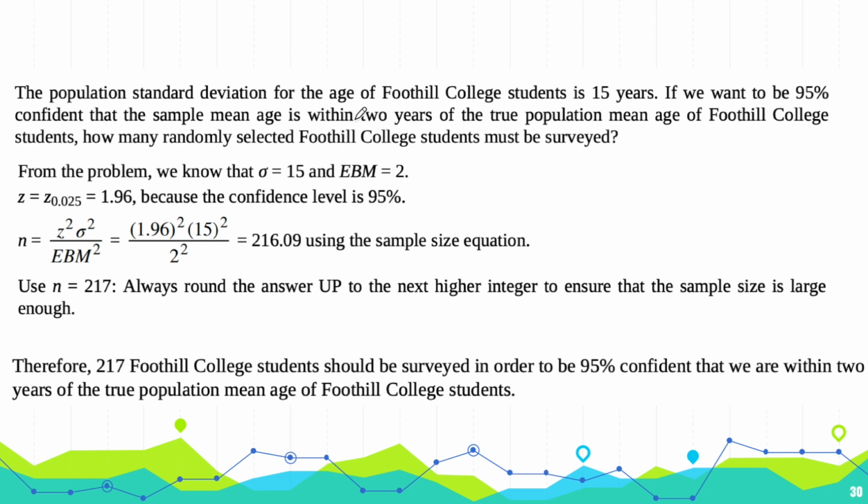So we're trying to say we don't want a bound that's any bigger than 2 years of the true population mean age. We want to be precise. So how many people to get to that level of precision with our error bound? From the problem, we know that our standard deviation of the population is 15 years, and we know that the error bound that's been given to us is 2 years. We've set the confidence level to 95%.